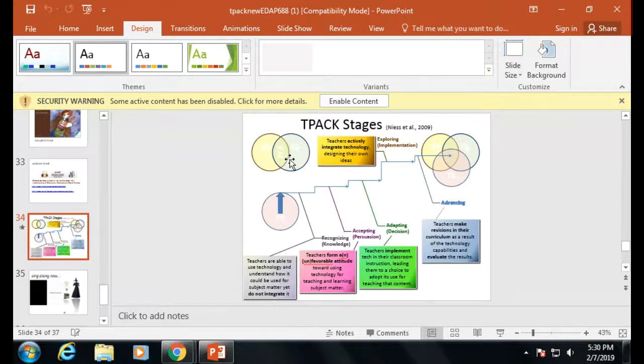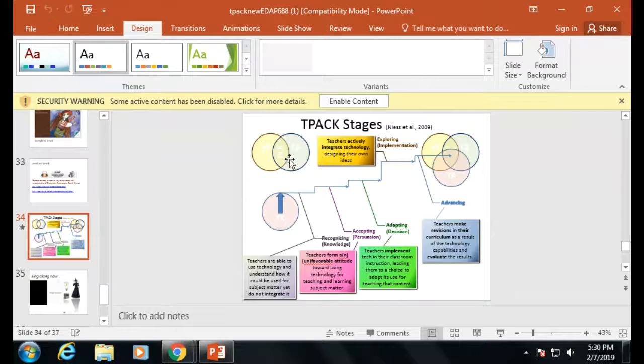So that first understanding: when we first introduce technology to teachers, we see that they're able to use the technology and understand how it could be used for subject matter, but yet do not integrate it. And you know what that means. The teacher who's got the laptop on in the classroom and they're showing a YouTube video. Or even simpler than that, the teacher who's using Infinite Campus to do the roll and grades, et cetera, et cetera. You know that because that's the expectation we have now of teachers. Well, if you can't integrate it, at least you can keep the attendance and your grades.